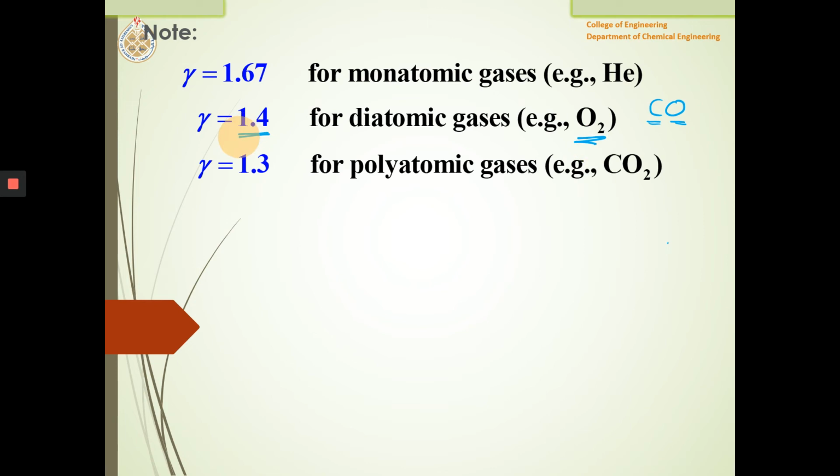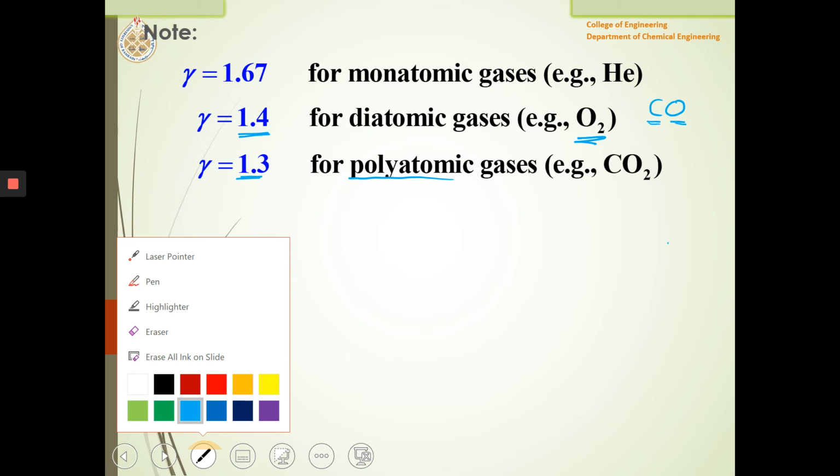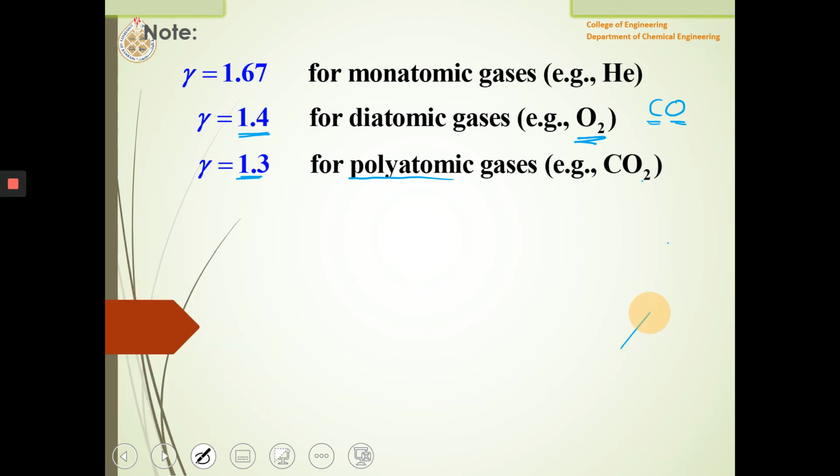All right? Or gamma is equal to 1.3 if you have polyatomic. What does polyatomic mean? Polyatomic means more than two atoms. In other words, here you have CO2, it consists of three atoms. Okay. Doctora, can I use those gamma values while I solve? If they have been given to you in the questions.